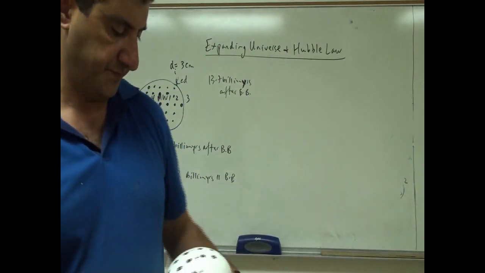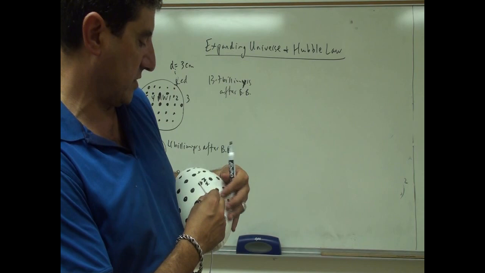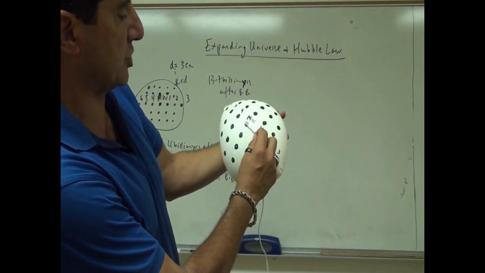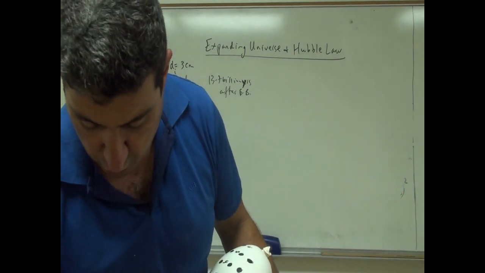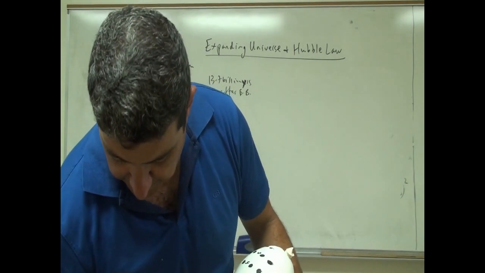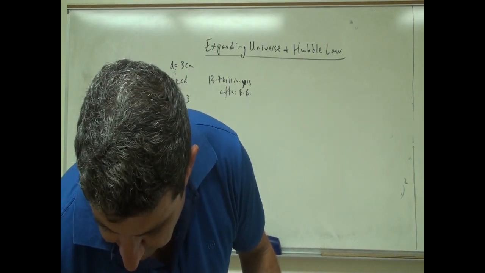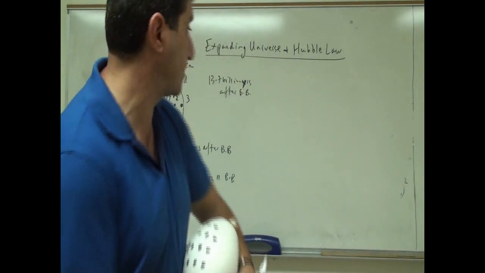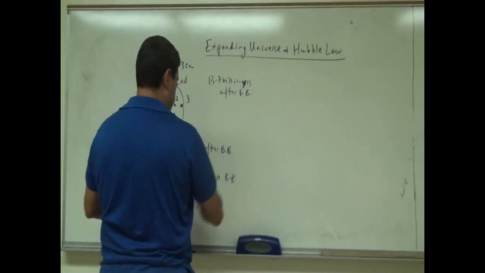Start with the white one. I'm going to measure the distance between the Milky Way and galaxy number one with the string. Just put my finger on it. Okay, then measure it against the ruler. That's going to be about 4 centimeters. So remember I said originally the distances started out 3 centimeters.